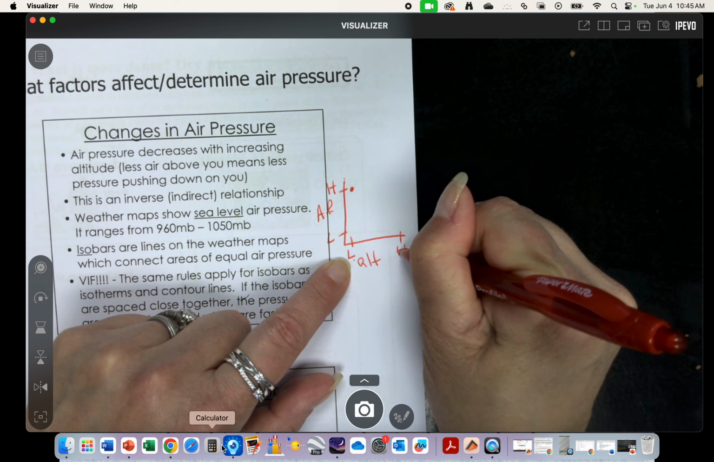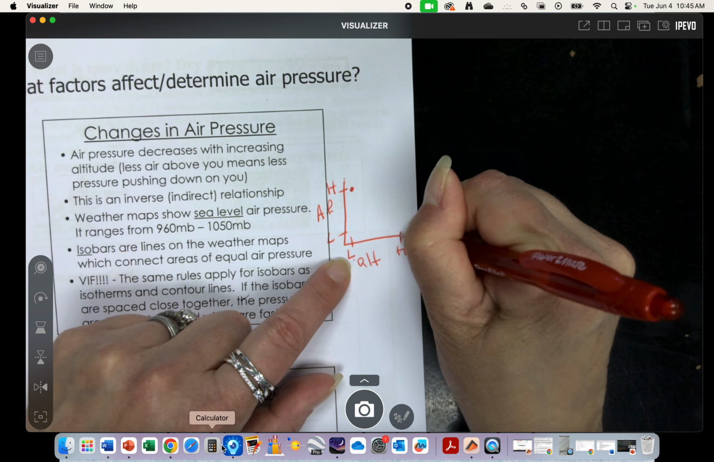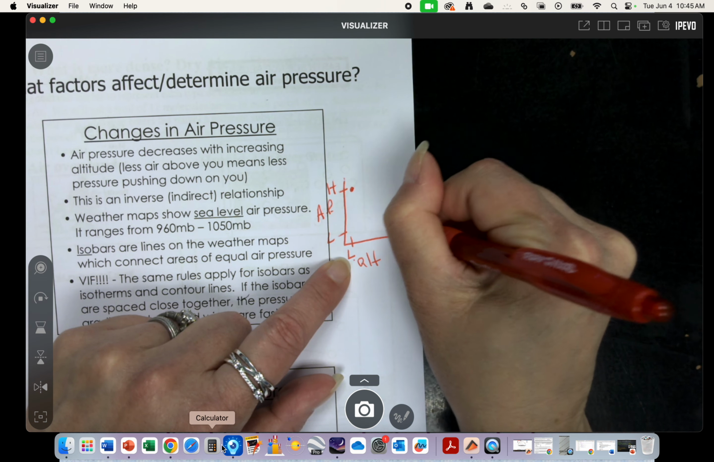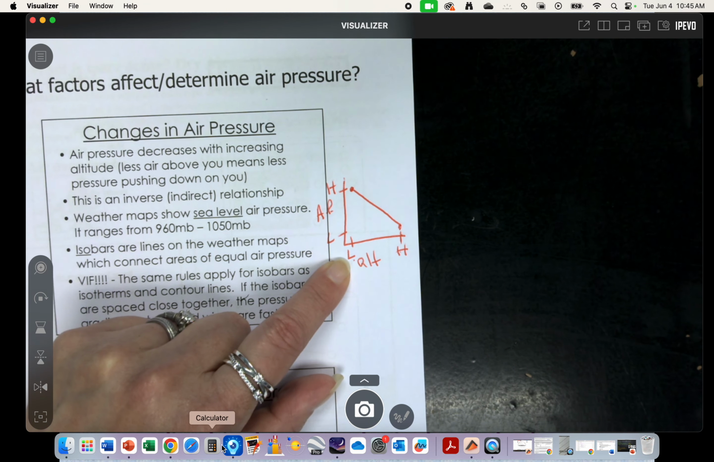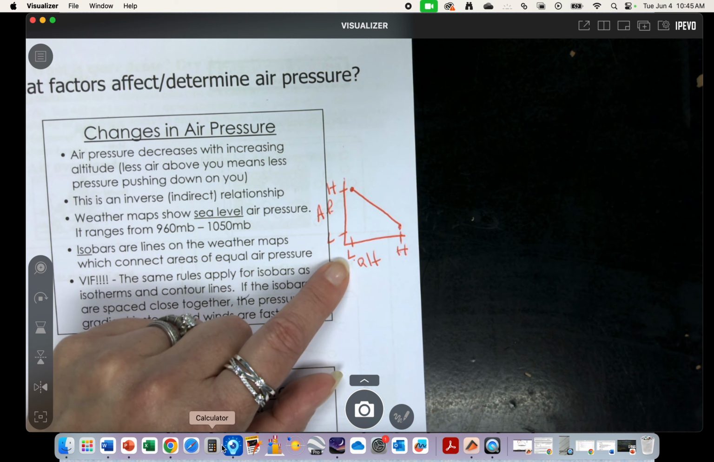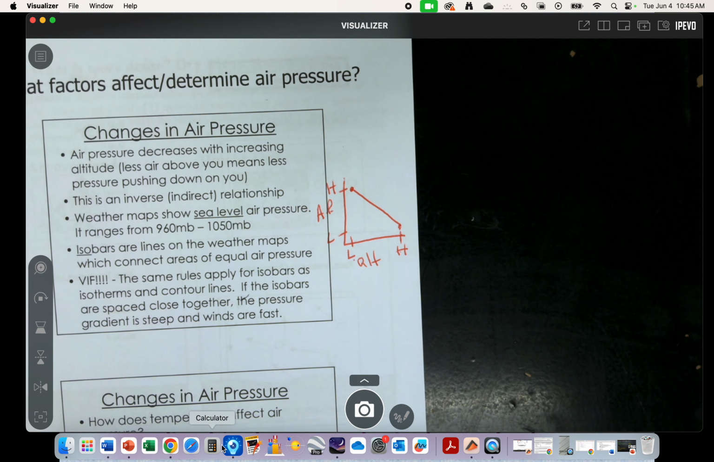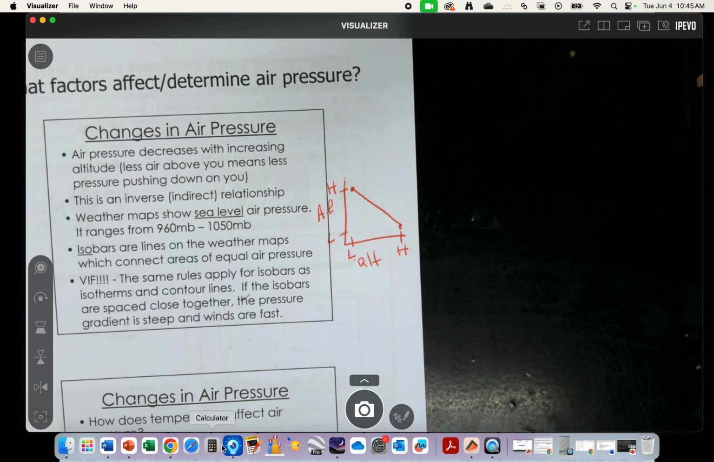But if we're at a high altitude, like if we're on the top of Mount Everest, or like if we're in an airplane, that would be low air pressure, and that's what the relationship looks like. All right? So that's the first factor that affects air pressure. And that's just the air on top of you. How much air is on top of you?